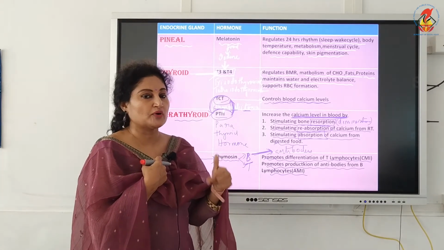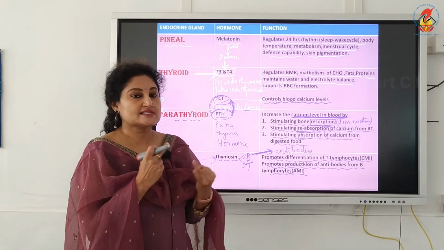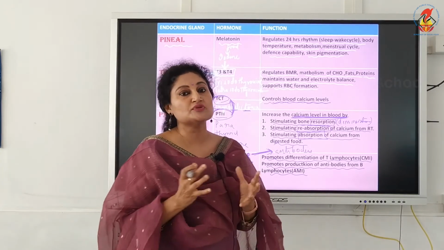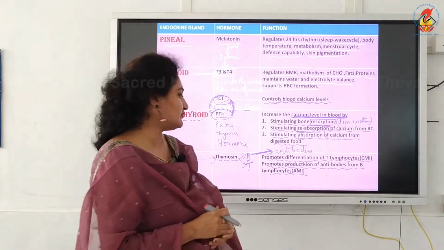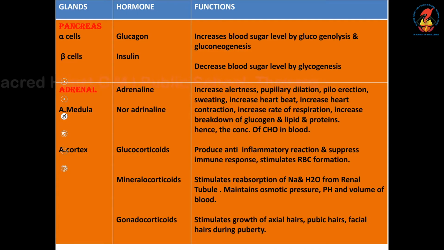So what is bringing about the differentiation of the lymphocytes into T lymphocytes? It's our thymus. Second function, the B: how does it help the B? It helps the B lymphocytes to produce antibodies to fight the invaders. Now moving on to the next slide.